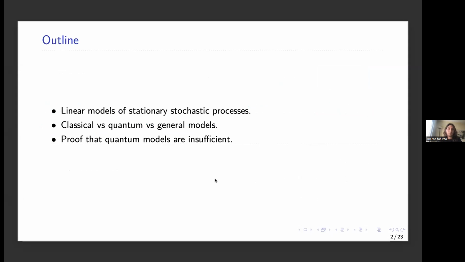So I will start by defining what this means and giving some properties of these models, and in particular mentioning an interpretation of these models in the context of general probabilistic theories. Once you have such an interpretation, you can ask which kind of theory supports these stochastic processes, and it could be a classical or quantum or a general exotic model. And so an important question is to understand the differences in expressive powers of these classes of models. After giving the necessary background, I will show a sketch of the proof that quantum models are in fact insufficient.